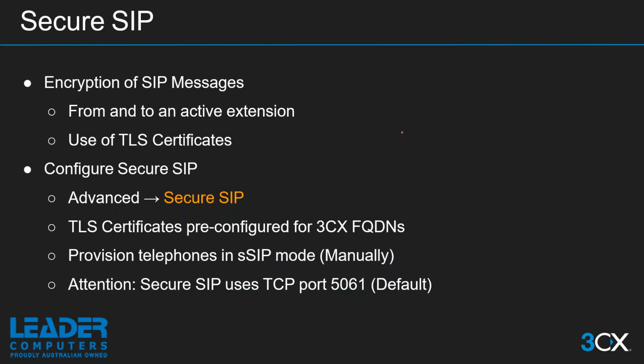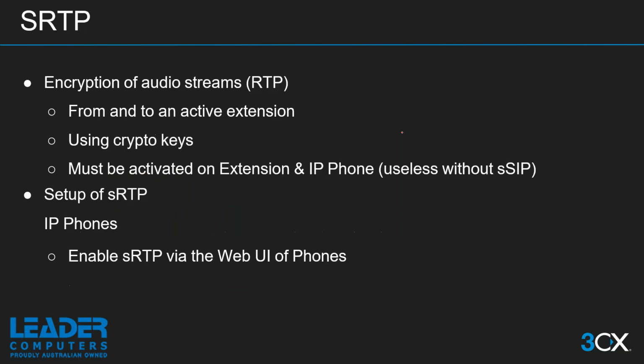Secure SIP is basically encryption of the SIP messages from and to an active extension. 3CX uses TLS certificates. To configure secure SIP, you can go to Advanced, Secure SIP, and upload the TLS certificate pre-configured for the 3CX FQDNs, with provisioning templates in secure SIP mode manually. You need to make sure secure SIP uses TCP port 5061 by default. So if you're using secure SIP, you need to allow 5061 on your local firewall if you're hosting on premise.